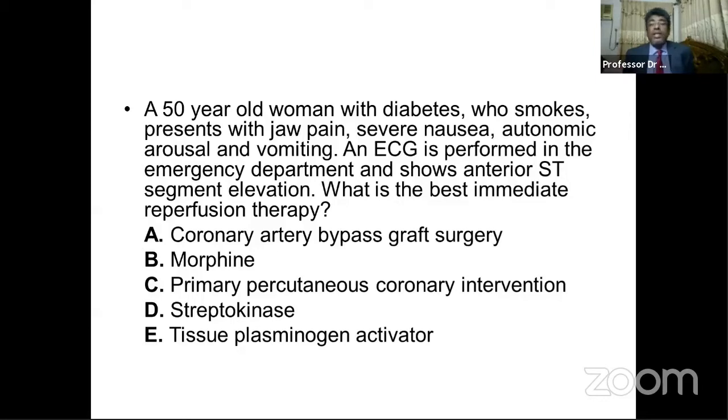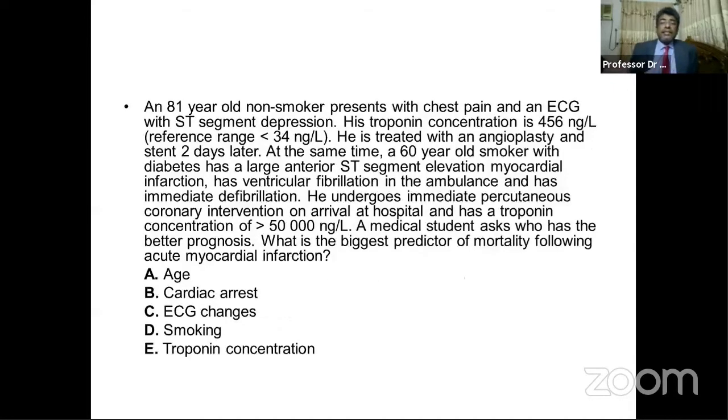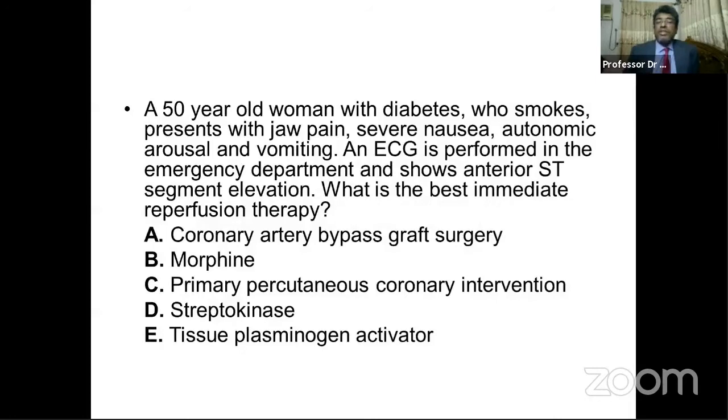reperfusion therapy. The other options, streptokinase or tissue plasminogen activator, are actually doing well, but not as effective as primary PCI. So primary PCI is the appropriate answer here. So C, primary percutaneous coronary intervention, is the appropriate answer to this scenario.